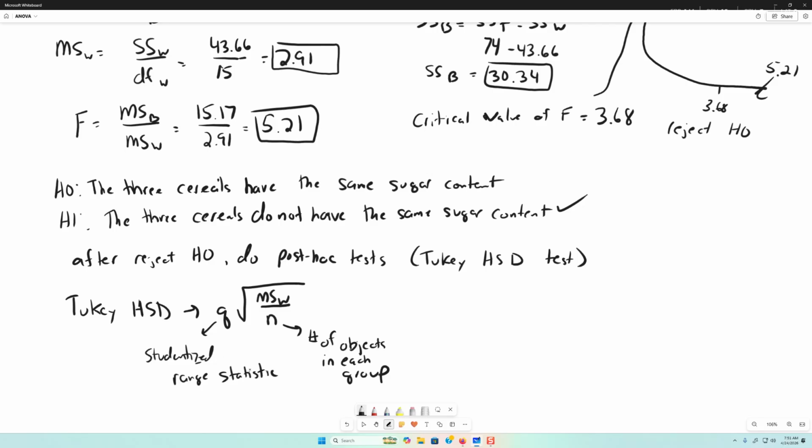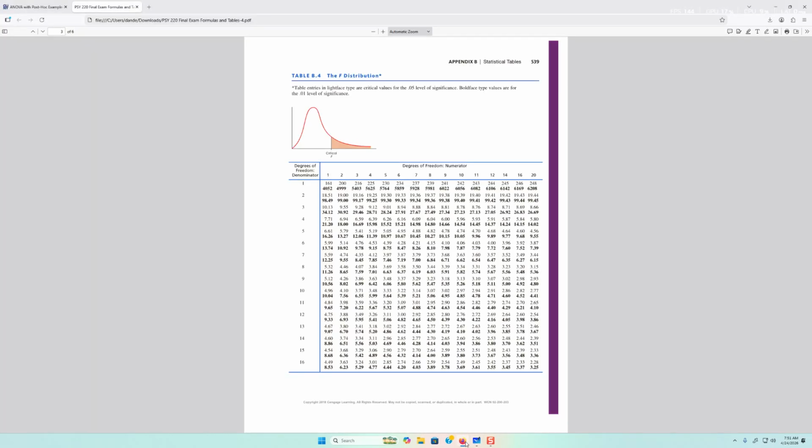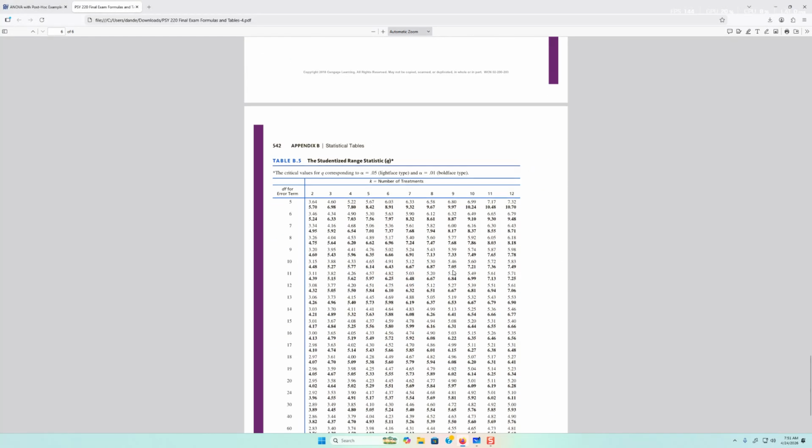The studentized range statistic is sort of a statistical oddity, and there's a table for that. It's called the Q table or the studentized range table. It looks like the F table, but it's a little bit different. So let's look at the studentized range statistic table. It's the Q table, table B5.